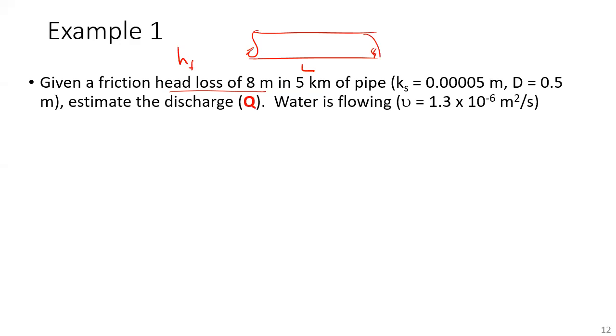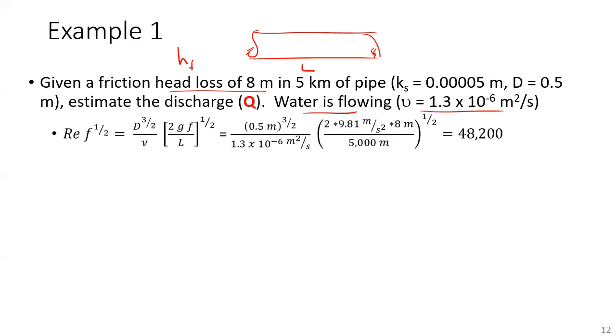So we know that the fluid flowing is water, and therefore we know what the kinematic viscosity is, which will be used, of course, in the Reynolds number. So we don't know the discharge. This, again, that's wrong.